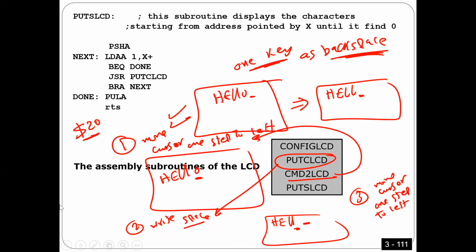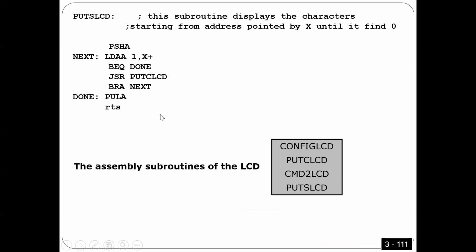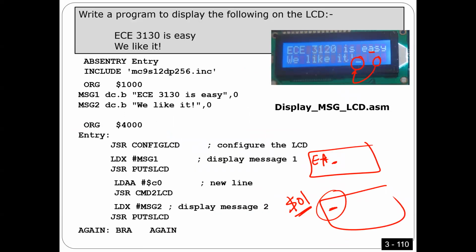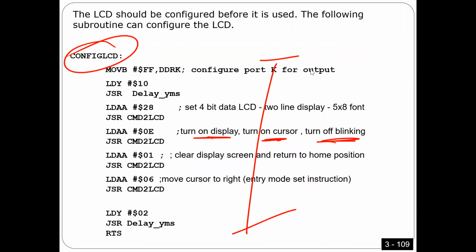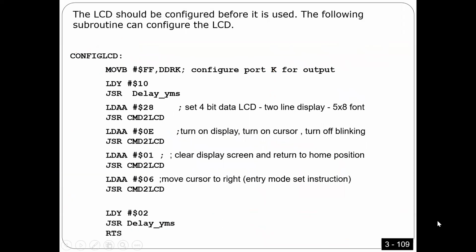Now, guys, I told you here in assembly we have four commands. The first command I already taught, put character LCD. Command to LCD, I already taught them. Now I want to talk about configure LCD. As I told you, configure LCD you have to use only one time to do initialization, and this is the content of this function as you see here. In this function, number one, I have to configure port K output. We always do that. It's already in the configuration here.